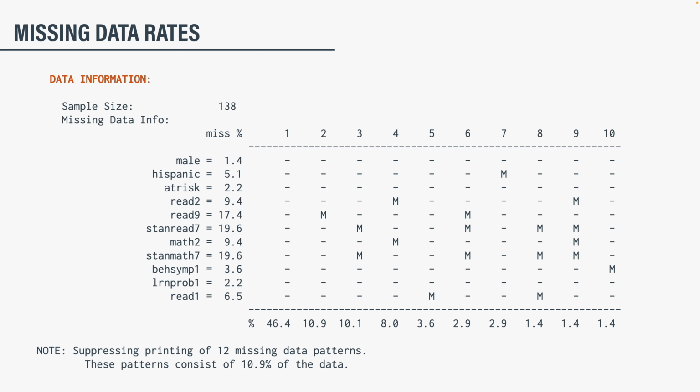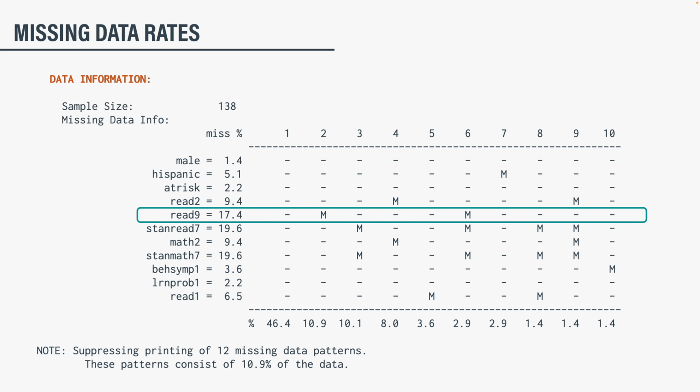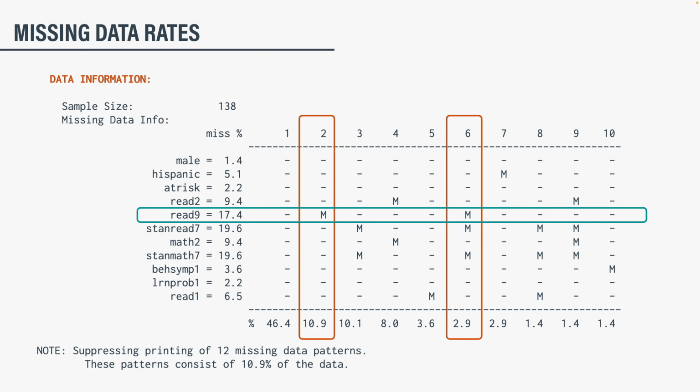Our main concern is with the 9th grade reading scores. We can see that there are 2 larger patterns where this variable is incomplete. The M's indicate that a variable is missing, and the dashes indicate that the variable is observed. We're looking to see if the auxiliary variables also have M's in these columns, because those would be patterns where the additional variables didn't carry much information. In this example, the auxiliary variables are predominantly observed when the 9th grade reading scores are missing. This tells us that the auxiliary variables contain information that could be useful in estimating our model.